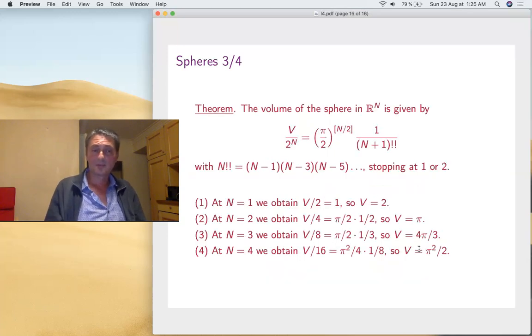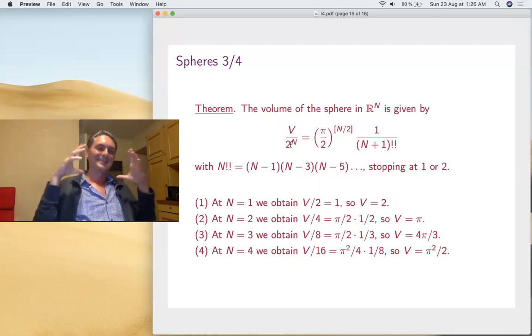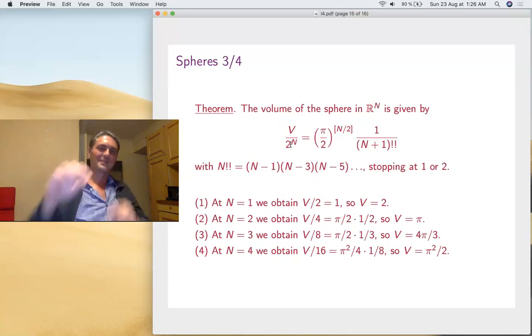What's the volume of the sphere? You probably know it in 1 to 3 dimensions, but not in 4. Here's your formula. There are many possible formulas, and that's my favorite one. It's really very compact, and it works for n odd and even. So V over 2 to the n. Why over 2 to the n? Because it's somehow the positive part. If you take the disk in 2 dimensions, that's the quarter of the disk which is positive. In 3 dimensions, you have 1/8 where the coordinates are positive. So it's the positive part of the sphere.